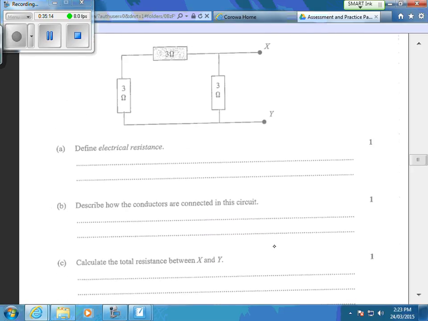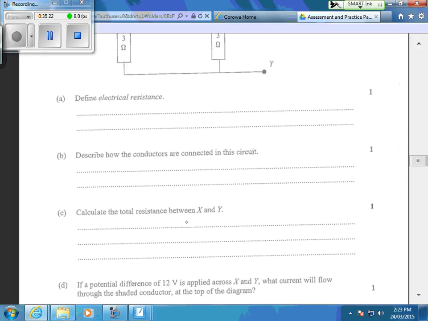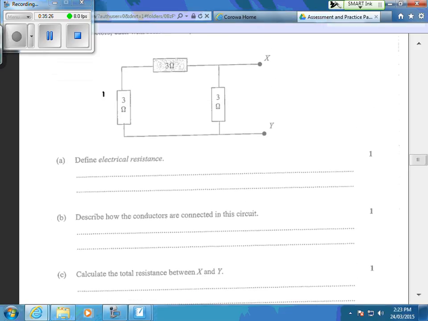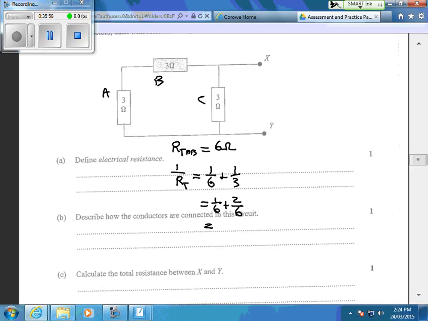Calculate total resistance between X and Y. Okay, so if that's A, B, and C, the first thing you're going to do to find the resistance in this arm, resistance of total AB, is going to be 6 ohms, right? And then the resistance for the other part, 1 on R total, because they're in parallel, is 1 on 6 plus 1 on 3, which is going to equal 1 on 6 plus 2 on 6, which equals 3 on 6. Now, because that's the inverse, you have to flick it over, which means RT is going to equal 6 on 3, which is 2 ohms.